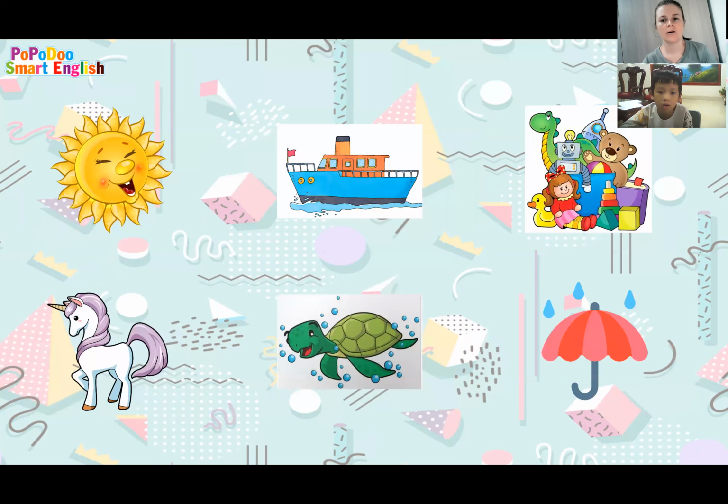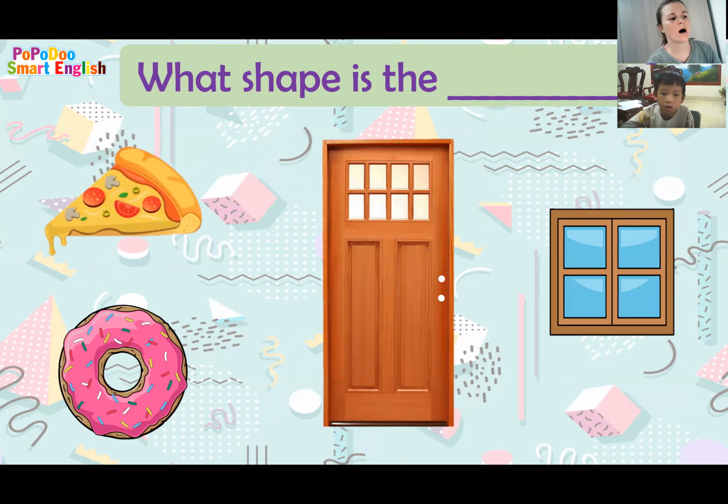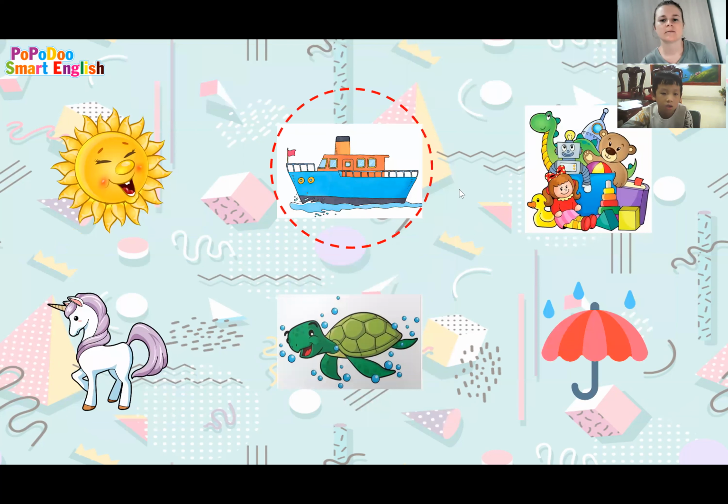Very good. Look at the pizza. What shape is the pizza? It's a triangle. What shape is the donut? It's a circle. What shape is the window? A square. Very good.